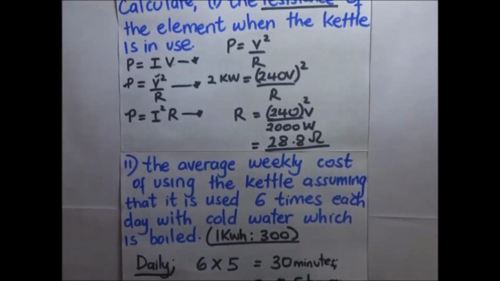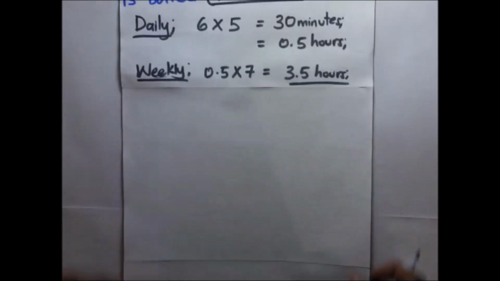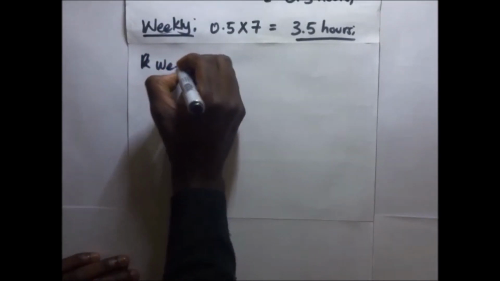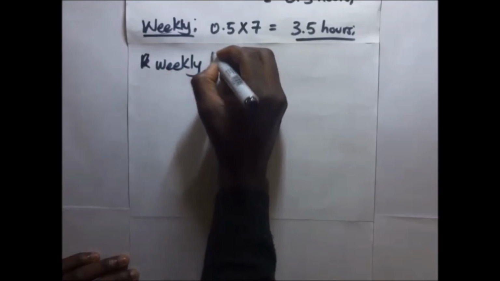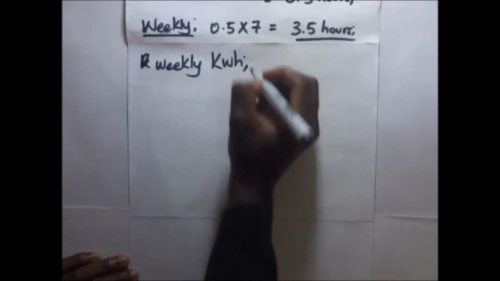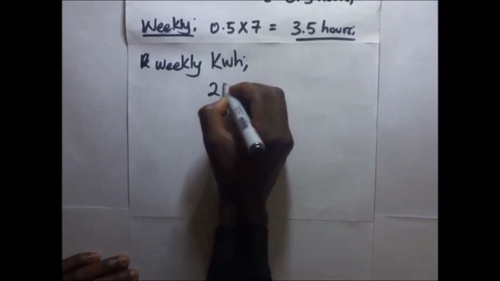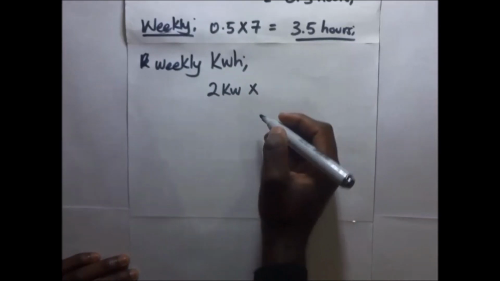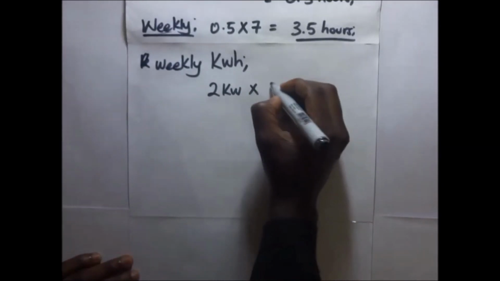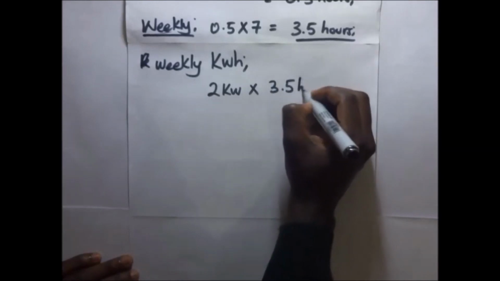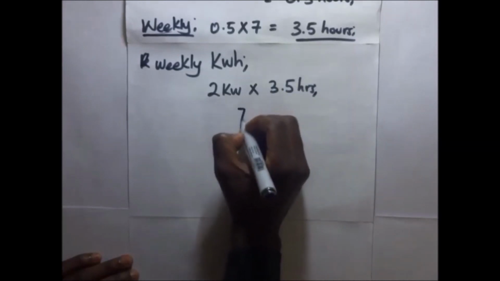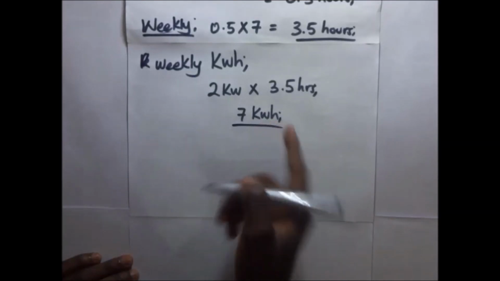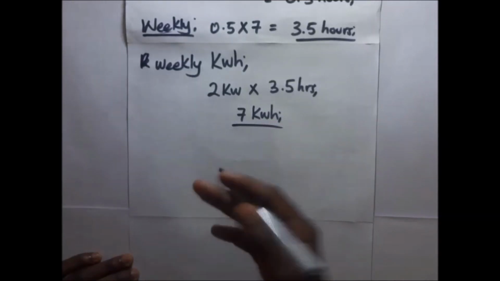So if its rating is 2 kilowatts, the weekly kilowatt hours will be 2 kilowatts multiplied by the hours it spends running in a week, which is 3.5 hours. And that's going to give us 7 kilowatt hours. So after getting the 7 kilowatt hours, now we find the cost per week.